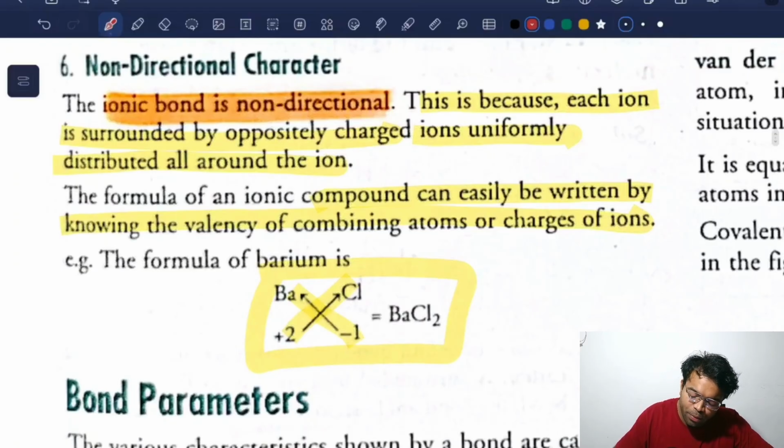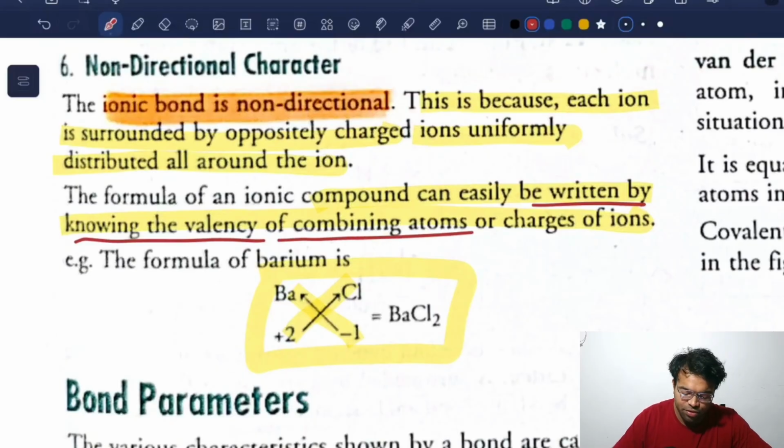The formula of an ionic compound can be easily written by knowing the valency of the combining atoms. Okay, for example, barium chloride. Barium has a valency of +2, chlorine has a valency of -1. So basically, every barium cation can accommodate two chlorine anions. Therefore, you will have the formula BaCl2, barium chloride.